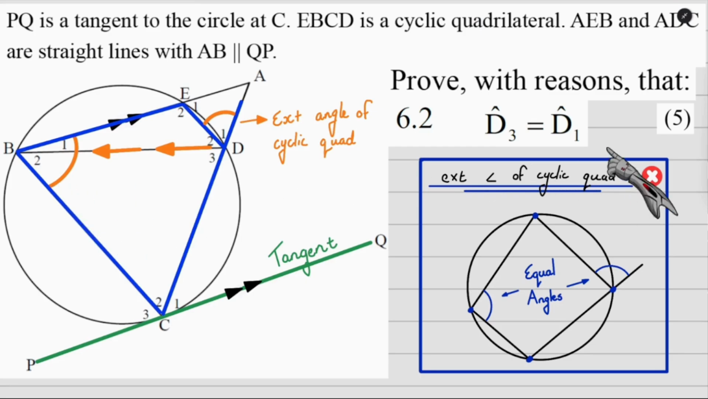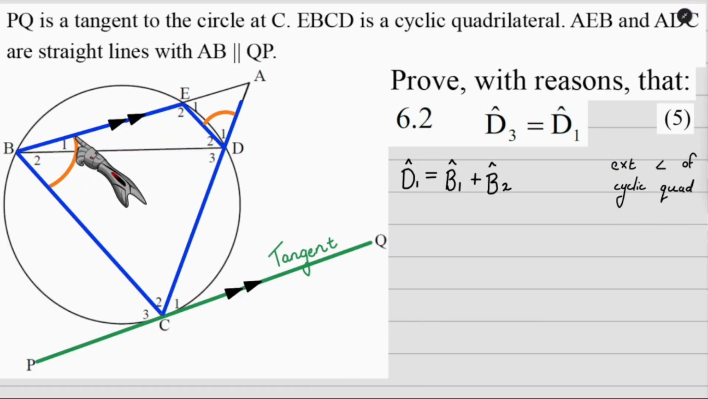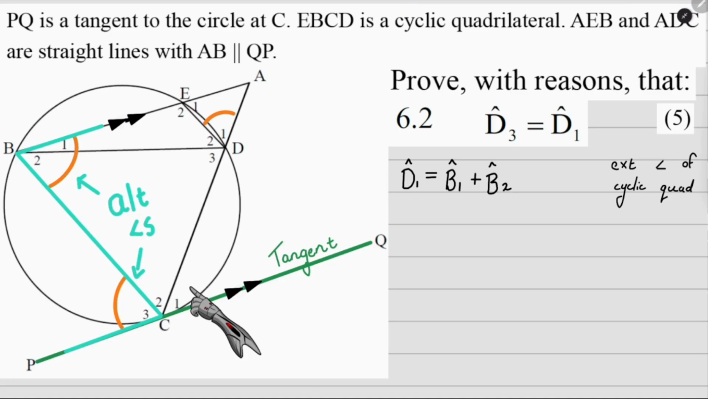So let's get that written up. And we just write it up like this. D1 equals B1 plus B2, exterior angle of cyclic quad. Now I'm going to see what I can do with this orange angle. And look what that orange angle is touching. It's touching a parallel line. So I can do a Z with that orange angle. Alternating angles. And to show you that a little bit more visually, we can see the Z over there. And the alternating angles will be equal.